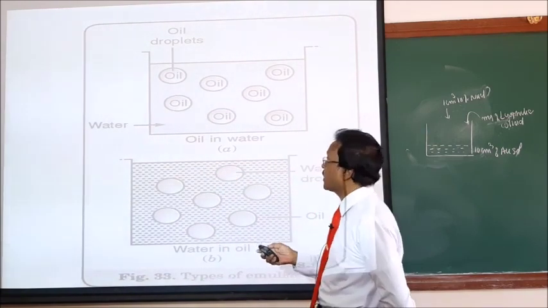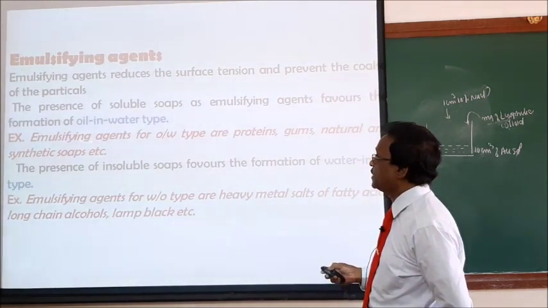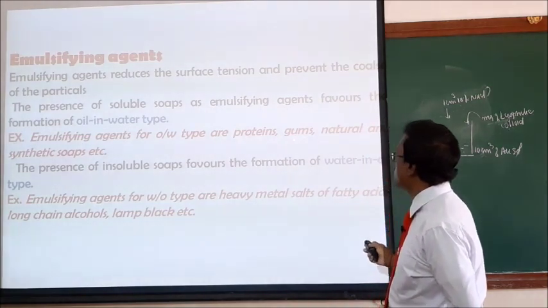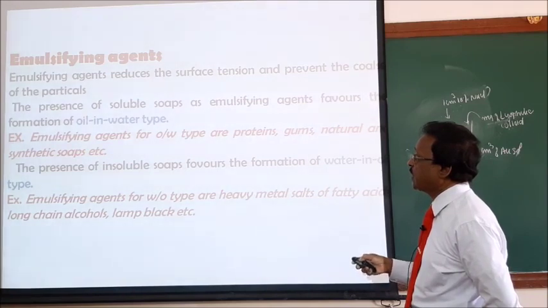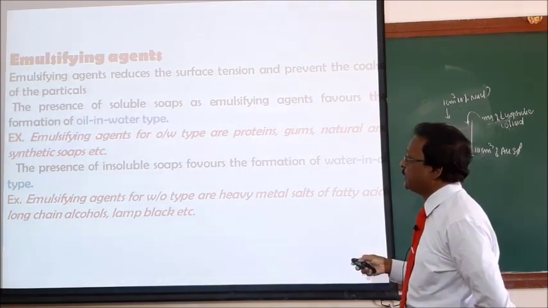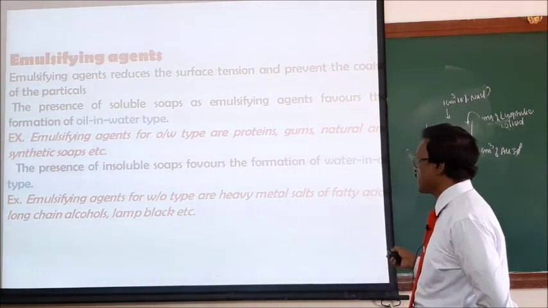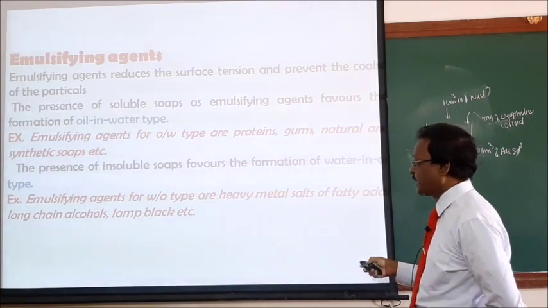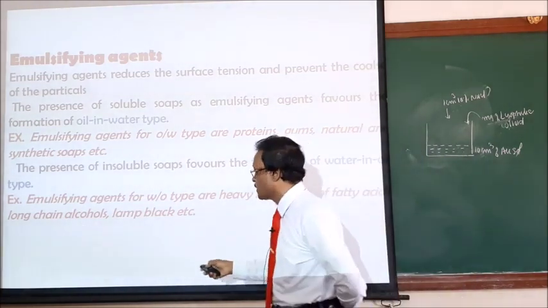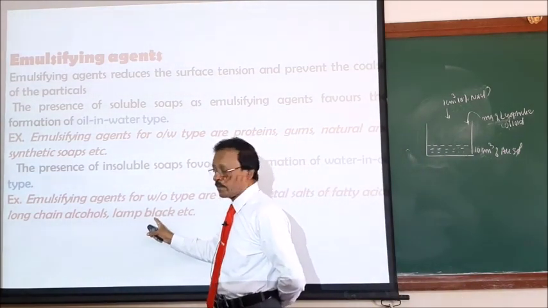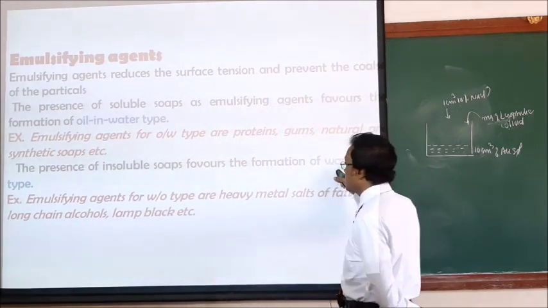So what are the stabilizers? Emulsifiers are employed. I'll give the examples only. Emulsifying agents for oil in water: the agents used are proteins, gums, and natural or synthetic soaps mainly. Synthetic soaps are used as an emulsifier in the oil in water type of emulsion. In the water in oil type, emulsifying agents are heavy metal salts of fatty acids, heavy metals like cadmium, long chain alcohols, and lamp black. Lamp black is a good emulsifier for this, the water in oil type of emulsion.